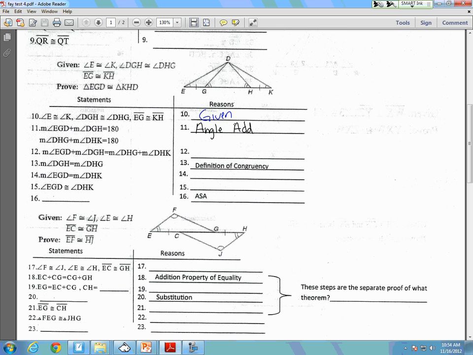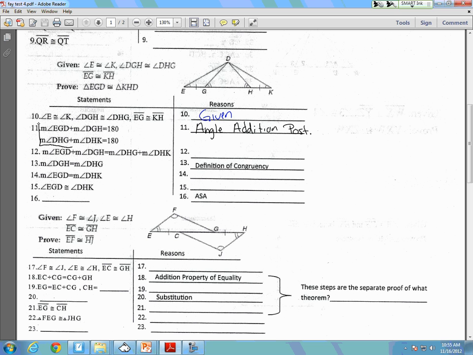I did not accept a reason of, some people put, definition of supplementary angles. I don't know if those are supplementary. They haven't told me that. The only way that I know they add up to 180 is because of the way that they are orientated with one another.